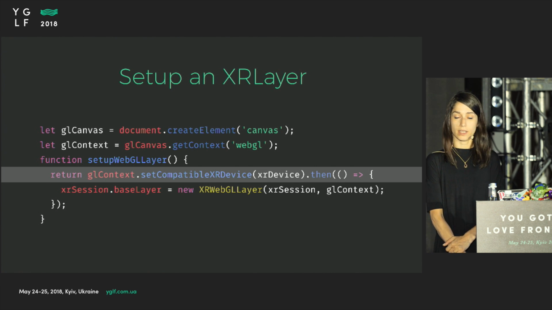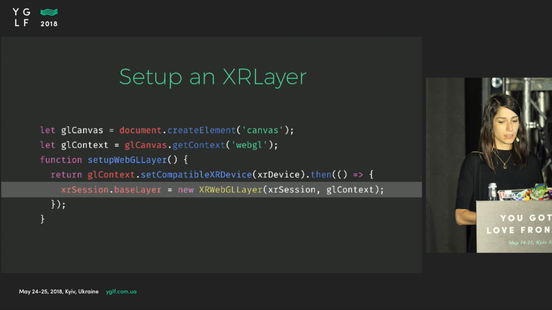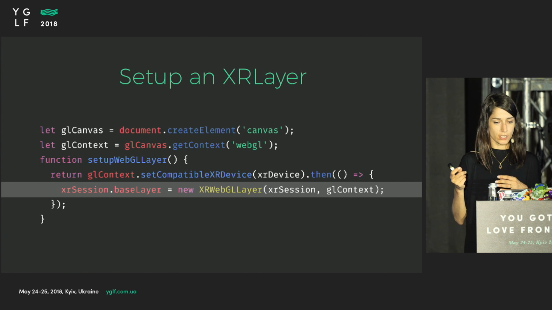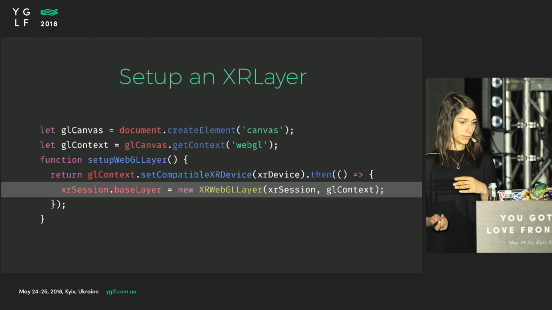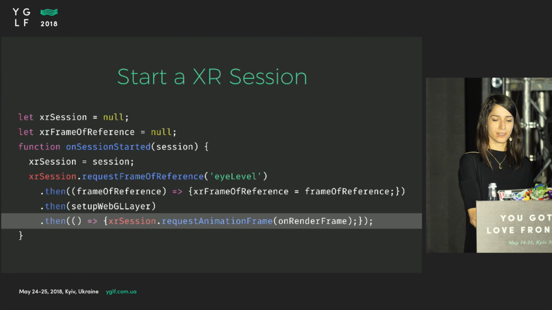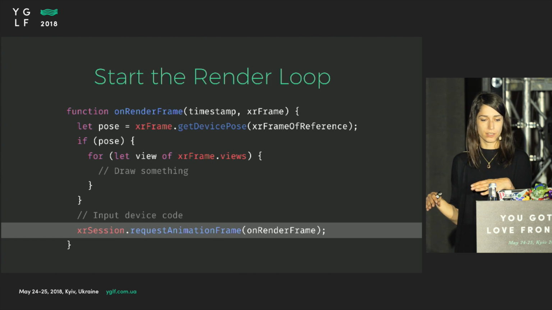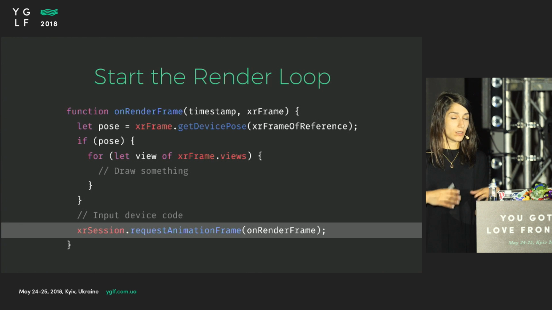The method is setCompatibleXRDevice. And this also returns a promise, and when it gets resolved, we can create a new XR WebGL layer with the XR session's base layer method and the new XR WebGL layer method that expects an XR session and the WebGL context. And then finally, we can start the render loop by using the XR session's request animation frame method. And we will call this method recursively, which means the function will be called 60 or more times a second.